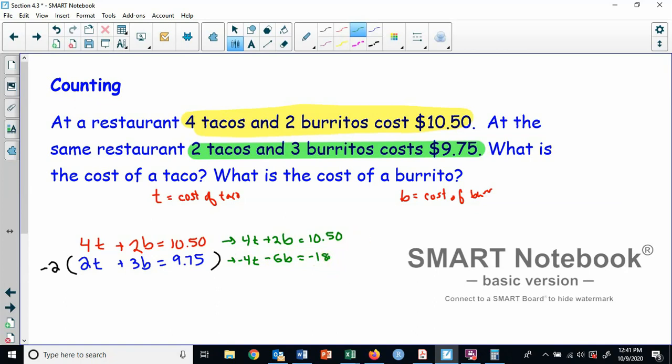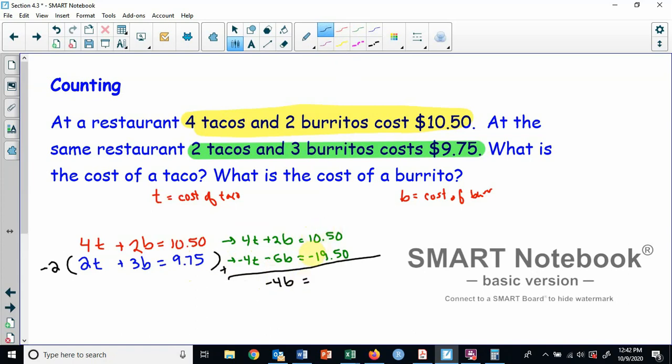-1950. Sorry, trying to do that in my head really quickly. 1950, let's see. 975 times 2 is 1950. Yeah, that's right, 1950. Awesome. So, now I should be able to do an elimination. Boom. Let's see, +4t, -4t, gone. 2b, -6b, be -4 burritos.